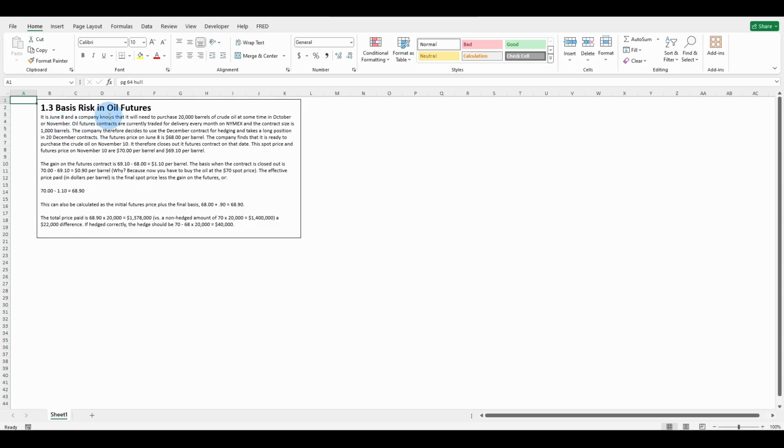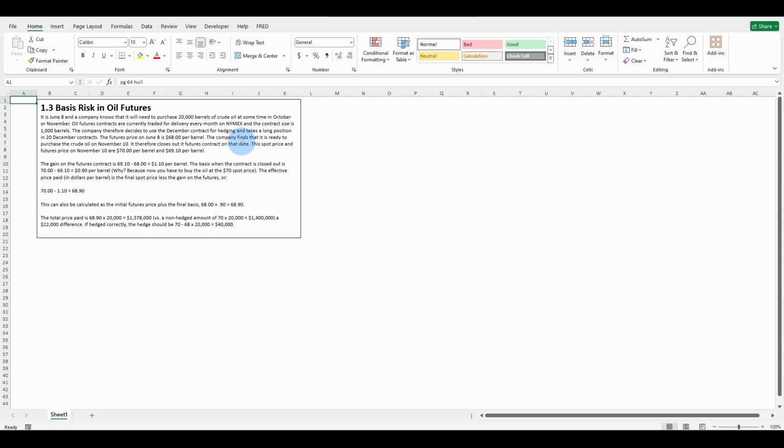It is June 8th, and the company knows that it will need to purchase 20,000 barrels of crude oil at some time in October or November. Oil futures contracts are currently traded for delivery every month on NYMEX, and the contract size is 1,000 barrels. The company therefore decides to use the December contract for hedging and takes a long position in 20 December contracts. The futures price on June 8th is $68 per barrel.